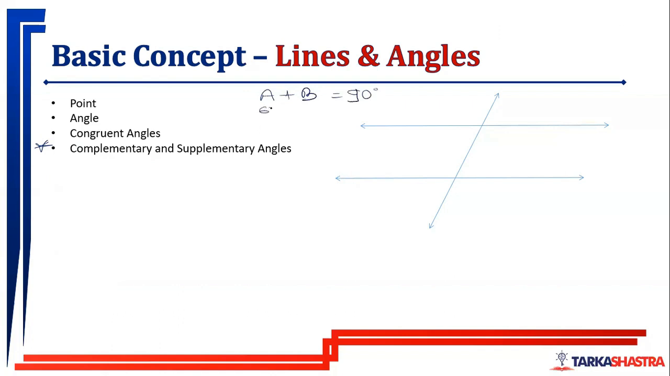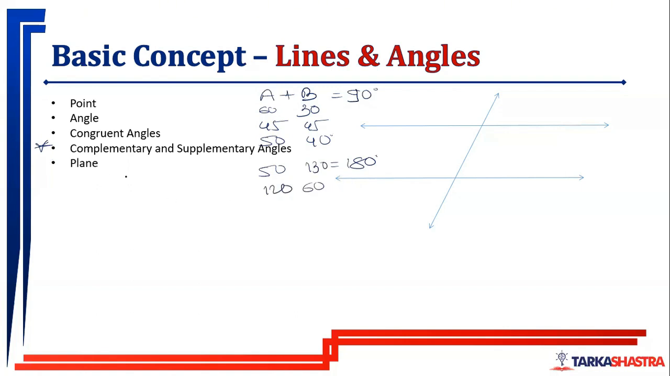So if measurement of one angle is 60 degree, another is 30 degree. If measurement of one angle is 45, another is also 45. If measurement of one angle is 50 degrees, other angle is 40 degrees. Similarly, supplementary angles add up to 180 degree. That is, measurement of one angle is 50 degree, another would be 130 degree. If this one is 120 degrees, this one is 60 degrees, and so on.